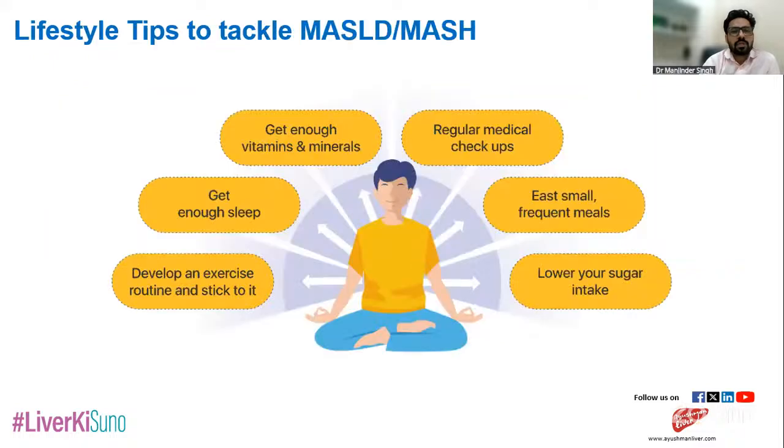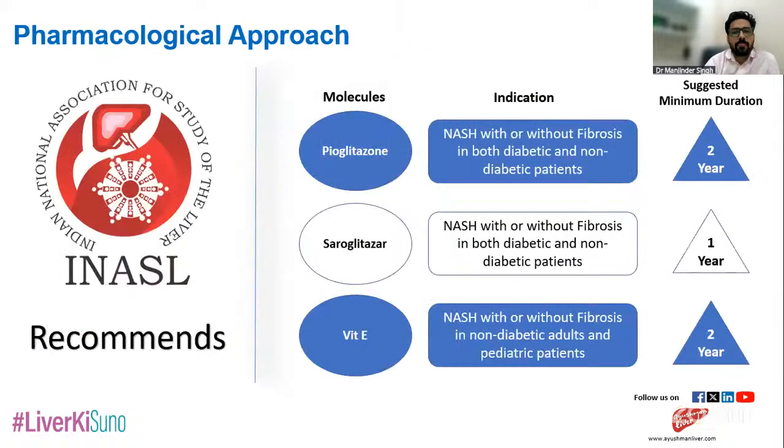So to sum up the lifestyle tips to tackle MSLD: develop an exercise routine, get enough sleep, vitamins and minerals should be incorporated where required. Regular medical checkups should be there, and on the food part, you should be eating small, frequent meals instead of heavy meals. And you need to lower your sugar intake too.